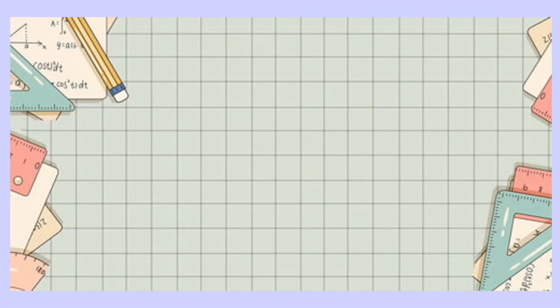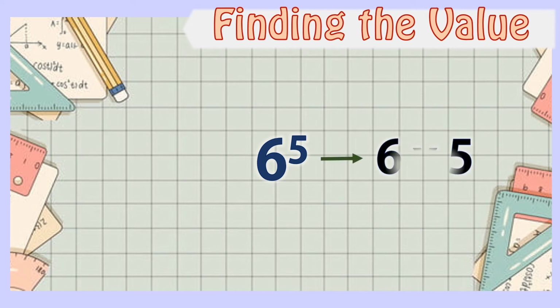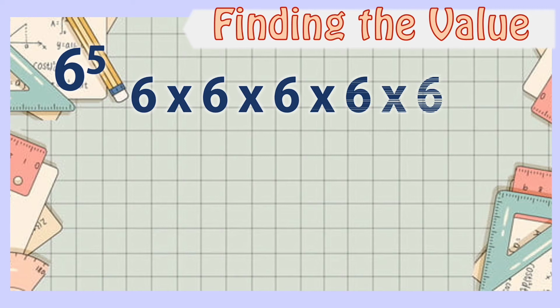Now, let's learn how to find the value of an exponential form. So let's say we have 6 to the 5th power. Some mistakenly understand it as 6 times 5, which is very wrong. 6 to the 5th power is not 6 times 5. It is 6 times 6 times 6 times 6 times 6, or 6 multiplied by itself 5 times.